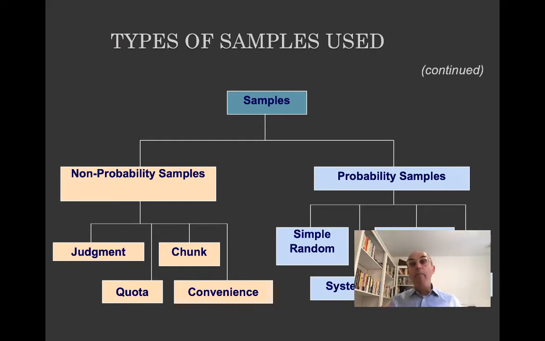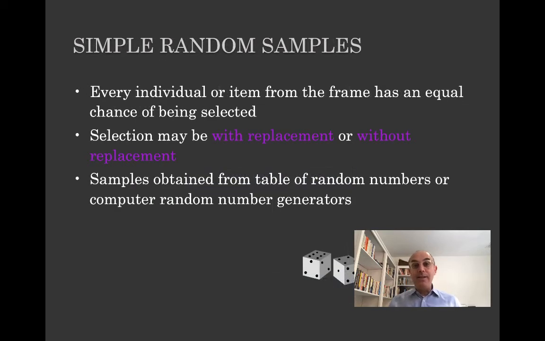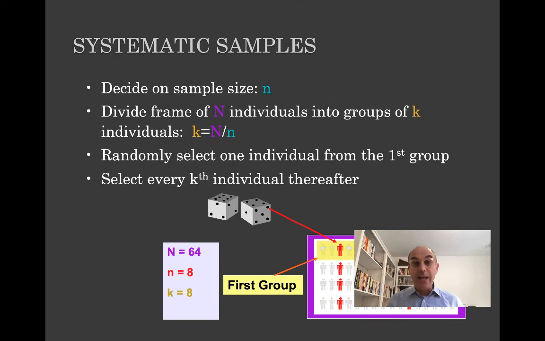In comparison, the probability sample is based on simple random, cluster or systematic, and it is a methodology that we are obligated to follow in order for us to report on the sample success or failure. So let's go over the sample procedures, and it's very simple. A simple random sample is that every individual or item from the frame has an equal chance of being selected. The selection may be with replacement or without replacement, and I will talk about that later in the course itself. The sample is obtained from a table of random numbers or a computer random number generator. And I'll show you how to do that later on.